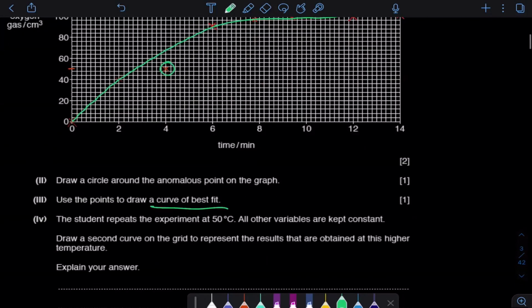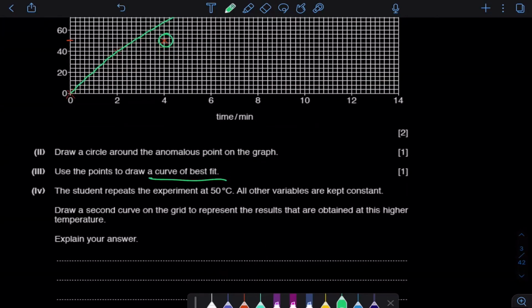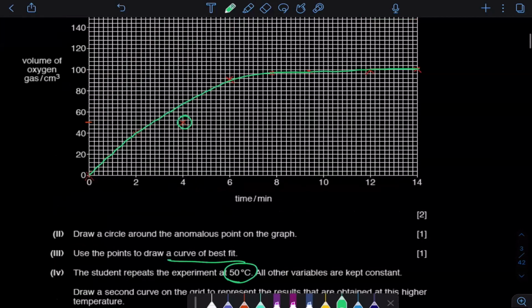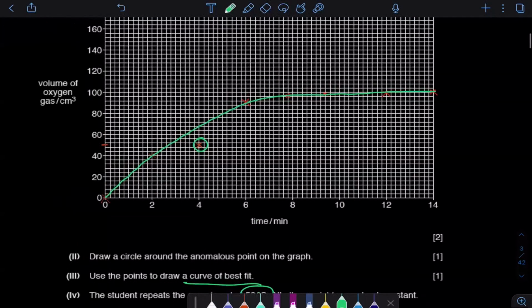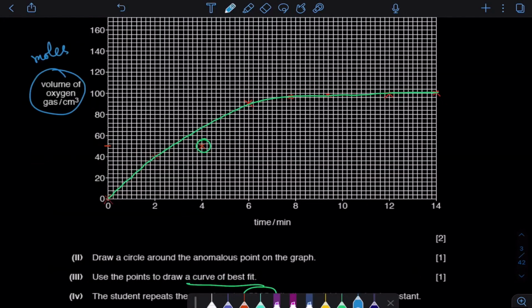The student repeats the experiment at 50 degrees Celsius. All other variables are kept constant. पिछला वाला 25 डिग्री सेल्सियस पे था, अब ये 50 पे है। Higher temperature makes reaction time smaller. But does it affect volume? Remember that volume depends on moles. And when you increase temperature, you do not affect moles.